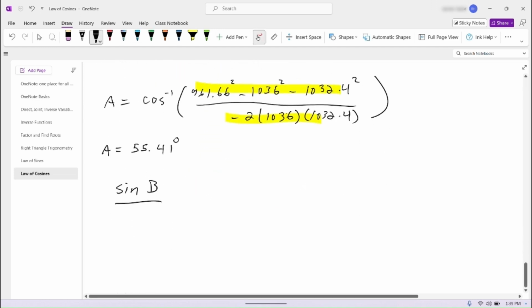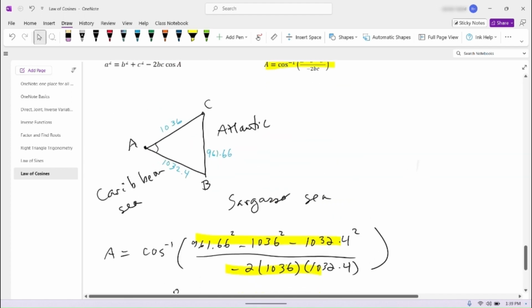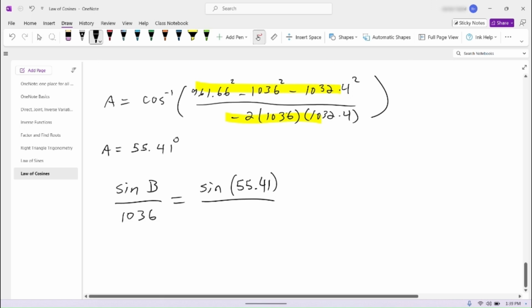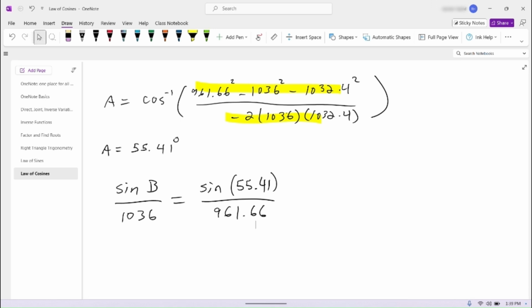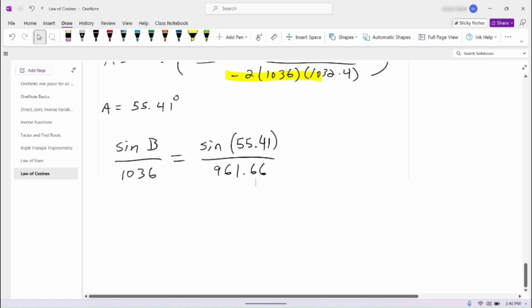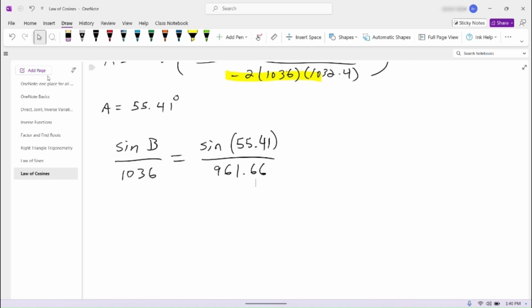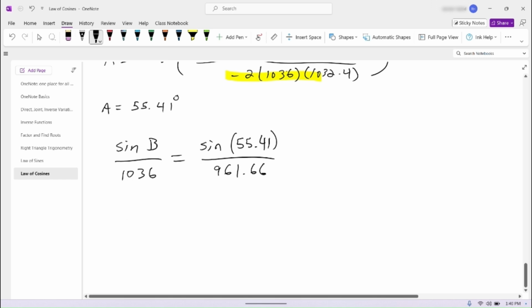So sine of B over 1036 equals sine of 55.41 over A. A is 961.66. Just like before, we're going to solve this problem like we did with law of sines in the other problem. We didn't use it today in the first problem, which used law of cosines, but we're going to solve this problem now. Cross multiplying, we have 961.66 times sine of B equals 1036 sine of 55.41.